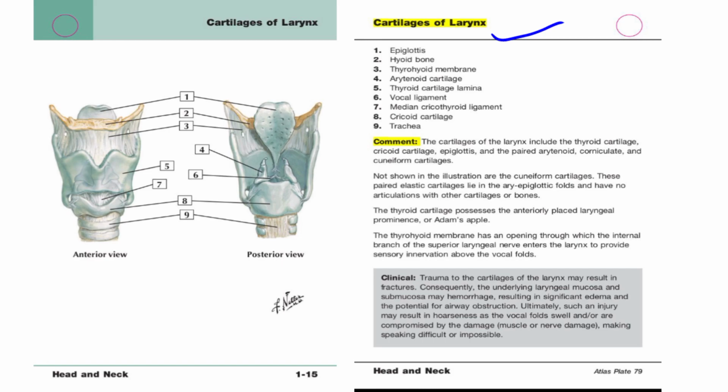Cartilages of the larynx. This lecture is very important. First we discuss the labels. The first label you can see is the epiglottis. This is above the glottis, it is the epiglottis.